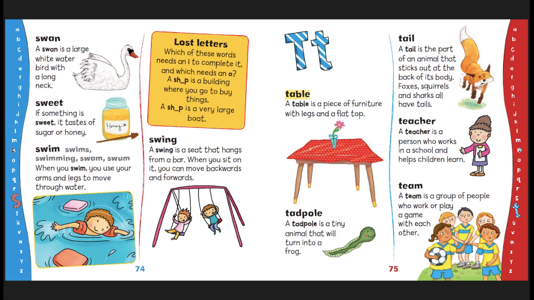T. Table. A table is a piece of furniture with legs and a flat top. Tadpole. A tadpole is a tiny animal that will turn into a frog. Tail. A tail is the part of an animal that sticks out at the back of its body. Foxes, squirrels, and sharks all have tails.